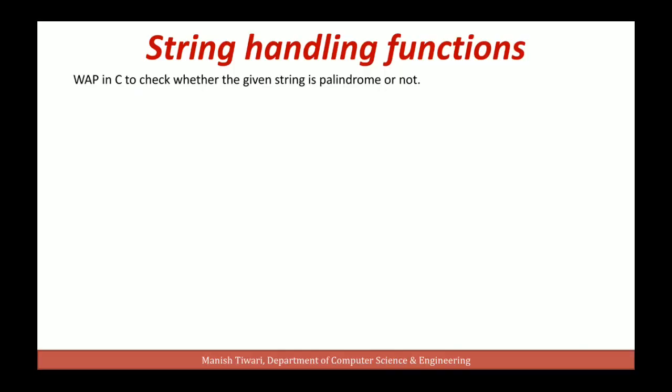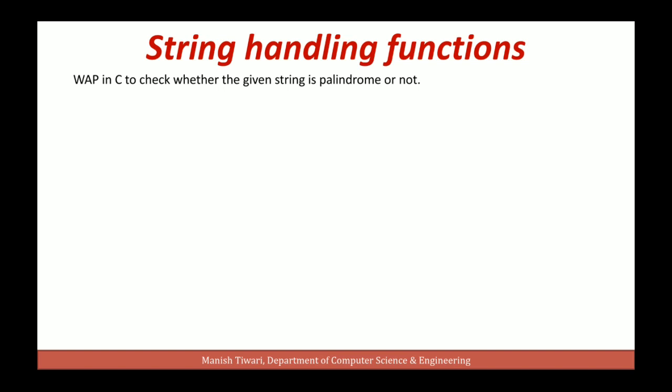So now we will discuss a program in which various string handling functions are used. The program is to check whether the given string is palindrome or not. And you know what is a palindrome string? If the reverse of a string is equal to the original string, then we will say that string is palindrome. So we will use string reverse function. We will use strcmp function to compare the original string with the reversed string.